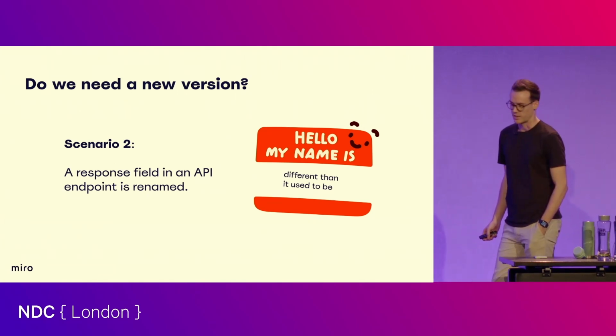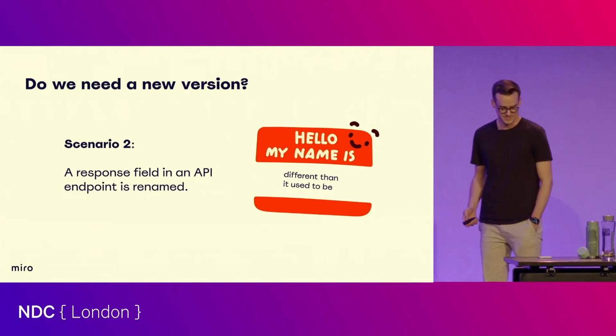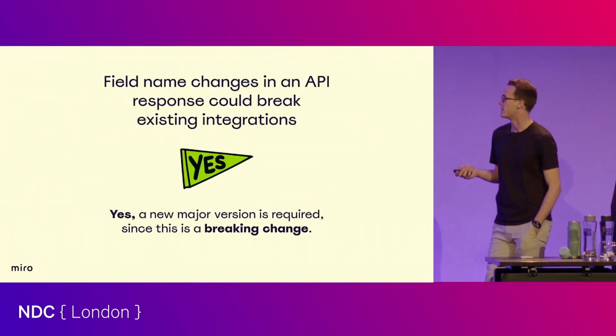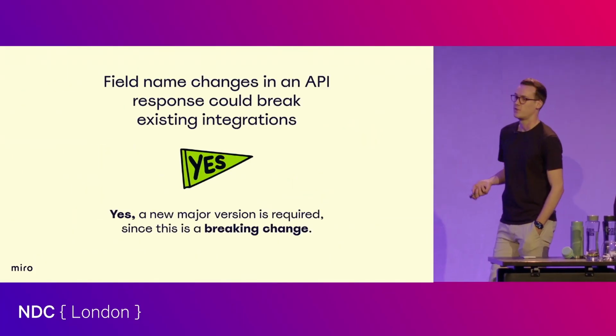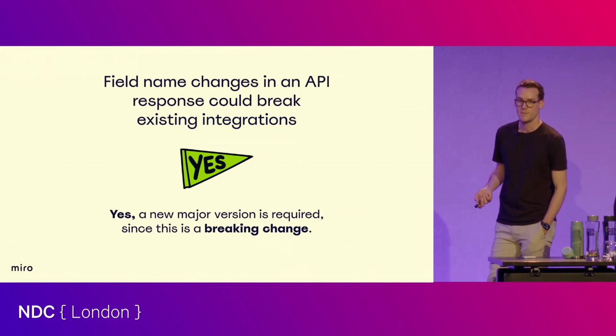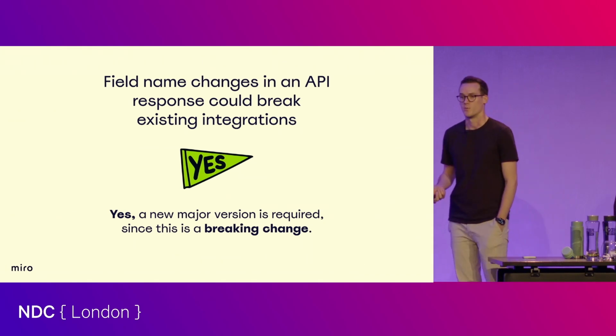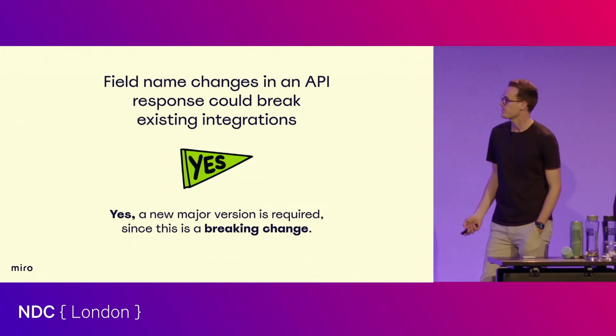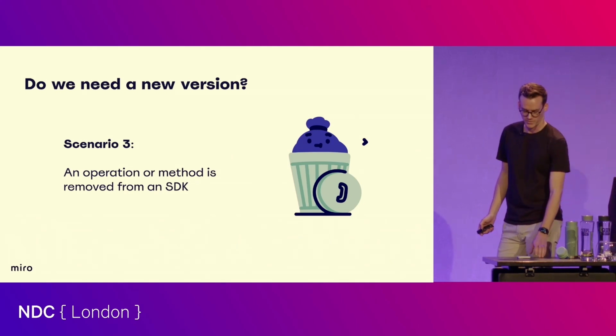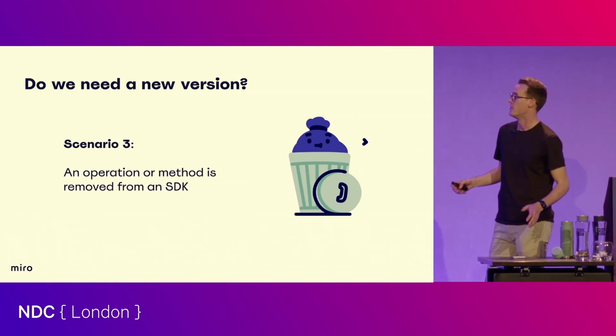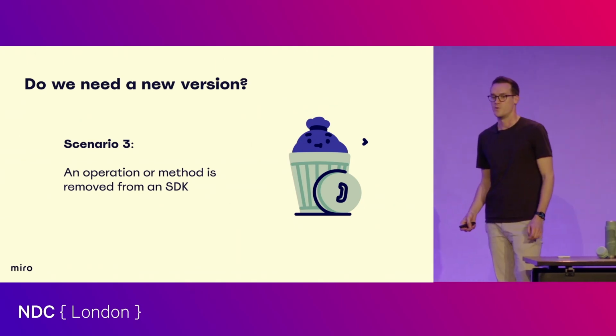All right, it looks like we've got a lot of yeses here, and that's correct. If a field name is changed in an API response, that would break existing integrations who weren't expecting that new name. So yes, that would require a new major version. All right, two more here. So scenario three, in this edition of do we need a new major version? An operation or a method is removed from an SDK.